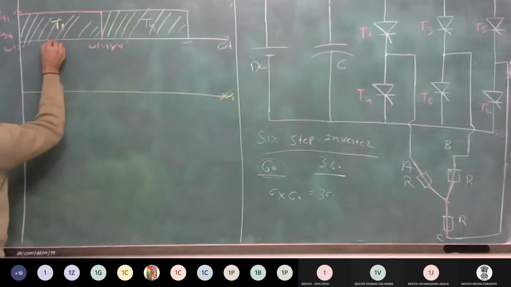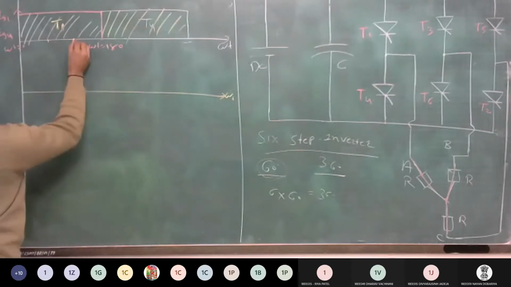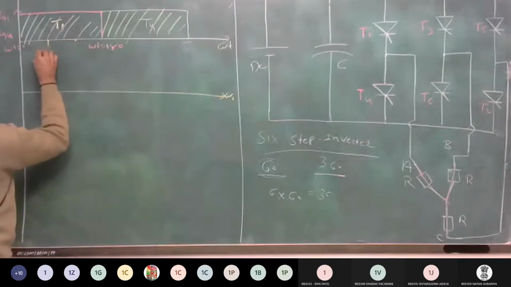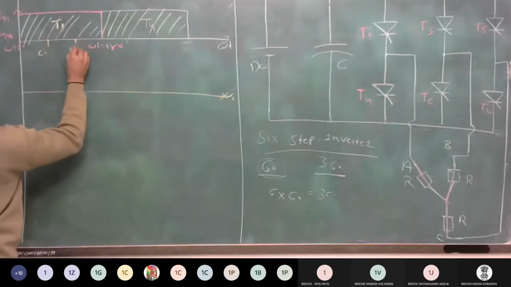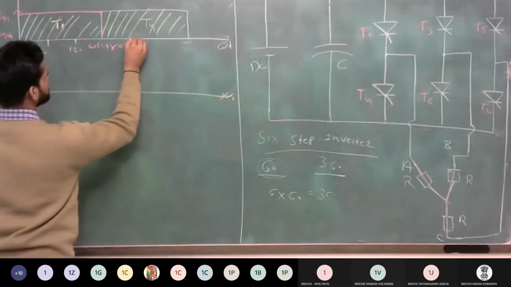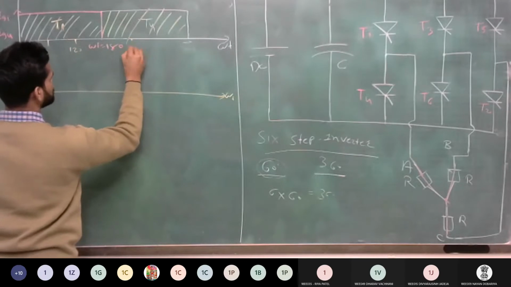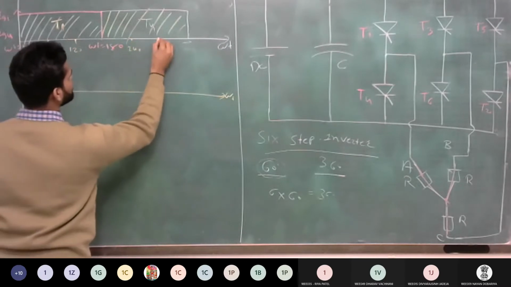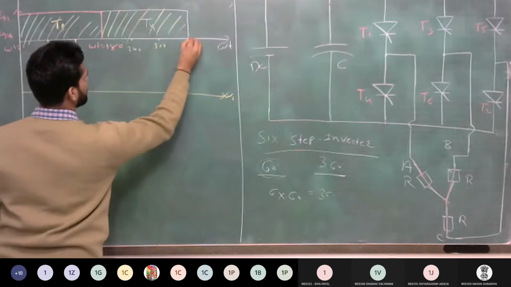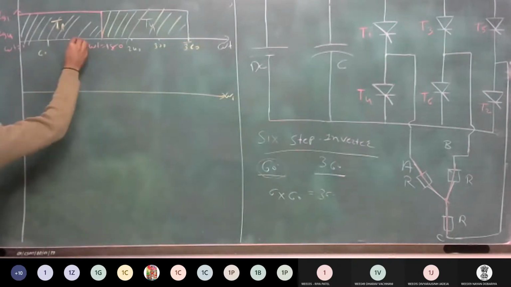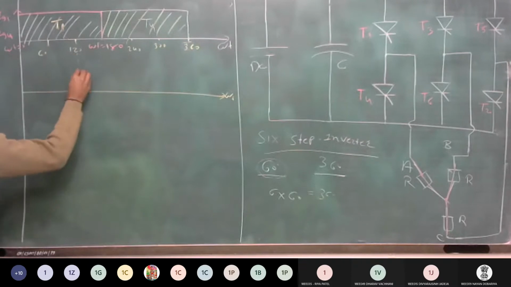So suppose that this is my angle 60 degree. This is the angle of 120. This is the angle of 180 plus 60, 240. This angle is 300 and this angle is 360. Clear? So at 120 degree, omega t is equal to 120 degree.